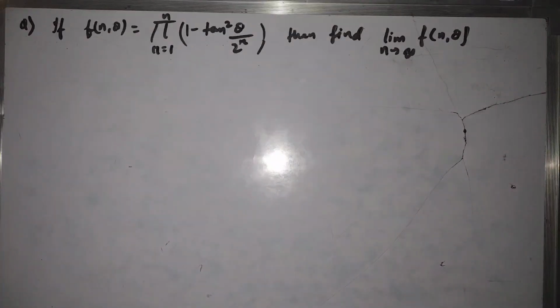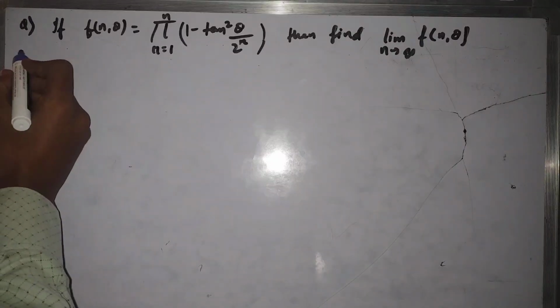Now this is another problem that involves trigonometry in limits. So we have a function f of n and theta, which is the continuous product of 1 minus tan square theta upon 2 to the power r. So we have to find the limit as n tends to infinity of f of n theta. Okay, so let's solve it.